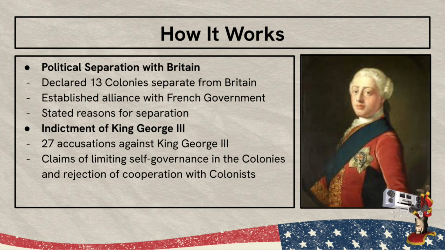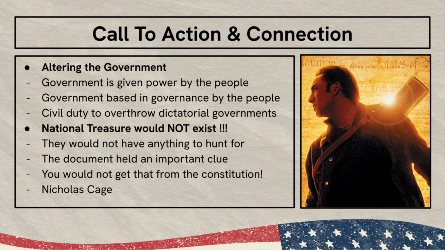The document listed many reasons for the separation, and one of the most significant was the head of the British government, King George III. The document served as an indictment against King George III, citing 27 different crimes that the king committed. A lot of the crimes were centered around the rejection of cooperation from the British Parliament to discuss legislation with the colonists. The declaration served to officially separate the colonies from Britain and denounce King George III and his parliament.